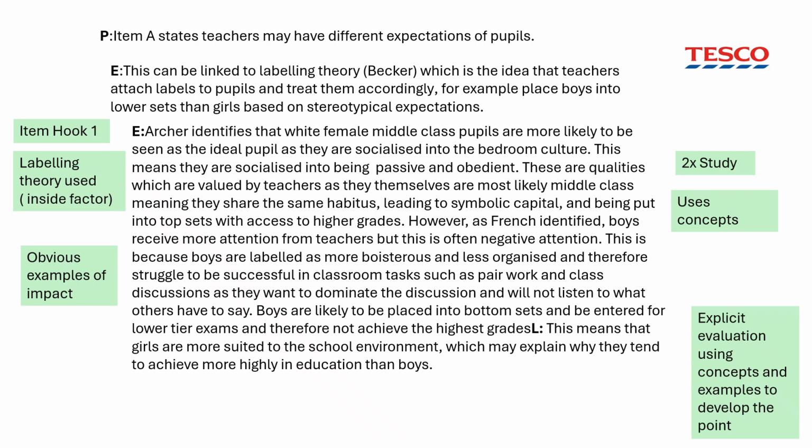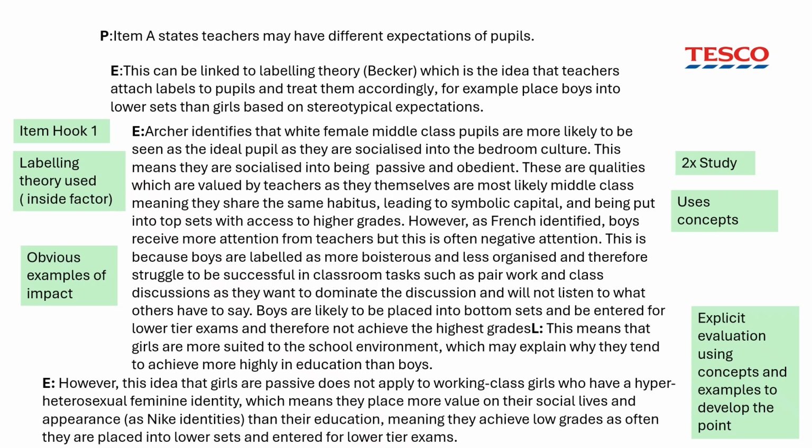So it's all building up to how this impacts on achievement. And right at the end, they say, therefore, they're likely to be put into lower tier exams and not achieve the highest grades. So again, we've got that link back to achievement. This means that girls are more suited to the school environment, which may explain why they tend to achieve more highly in education than boys. So a nice link back to the question on achievement.